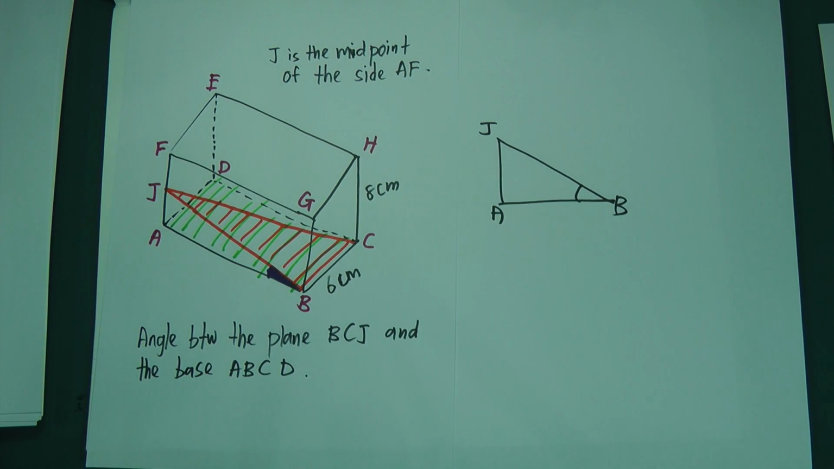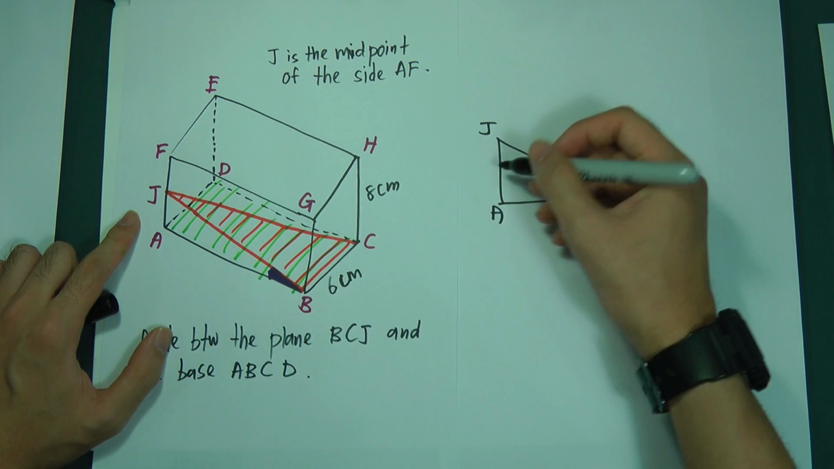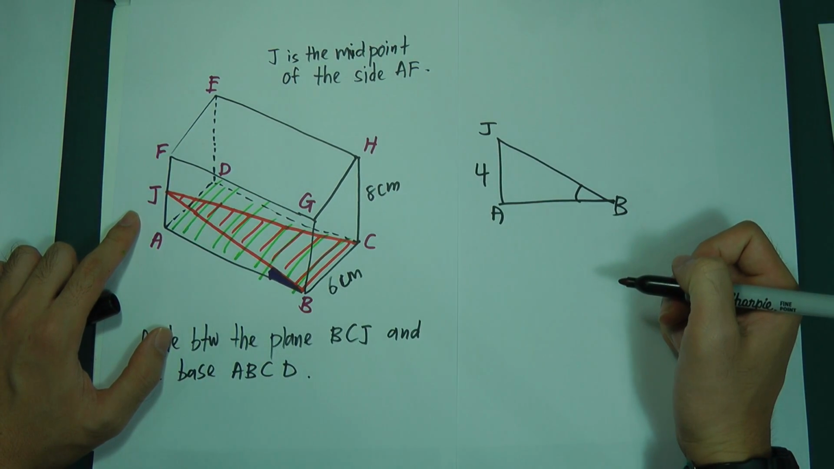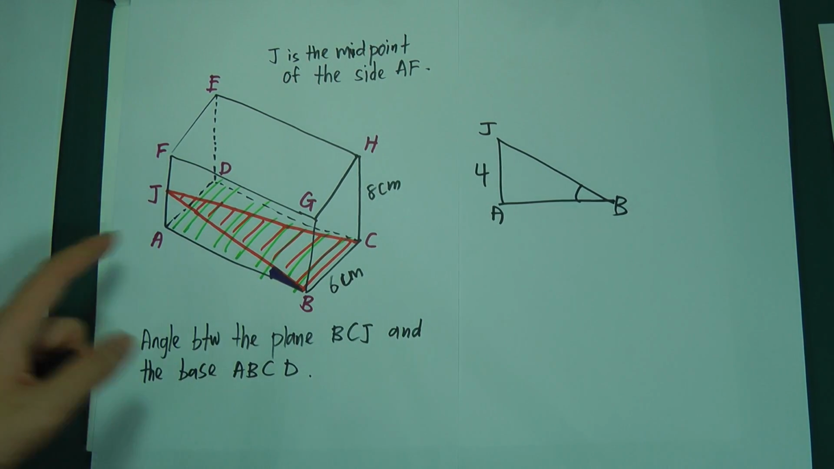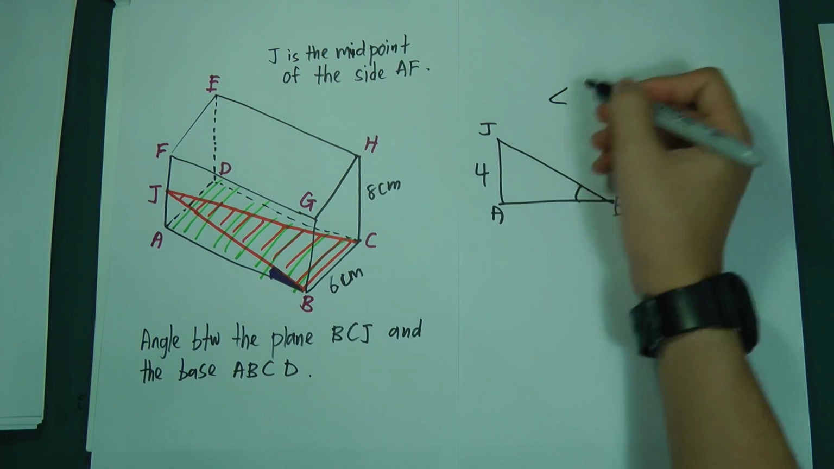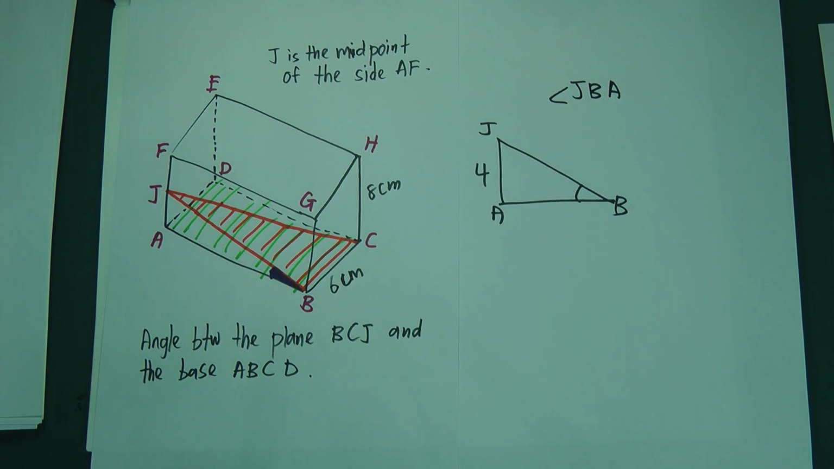Yeah, I hope it's okay for you. After you take it, he said here is 8 centimeters, and J is the midpoint, so obviously here is 4. And then I think this one he just asks you to name the angle. The angle is J, B, and A, or you can say A, B, J.